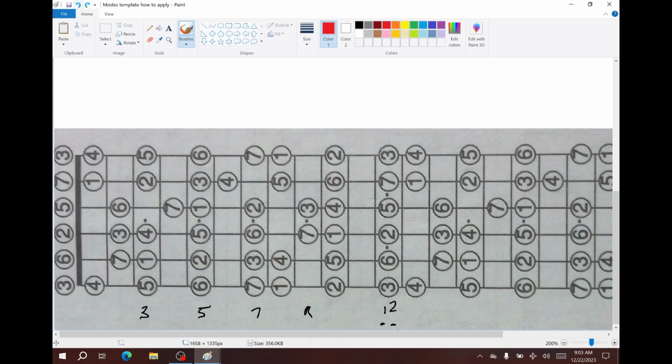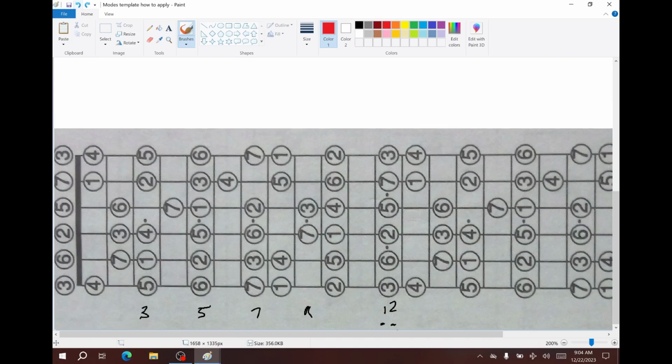I recommend learning shapes and understanding, because I use shapes too as a quick reference, but I don't rely on shapes when I'm writing, because I want to know what degree I'm on and all that good stuff.